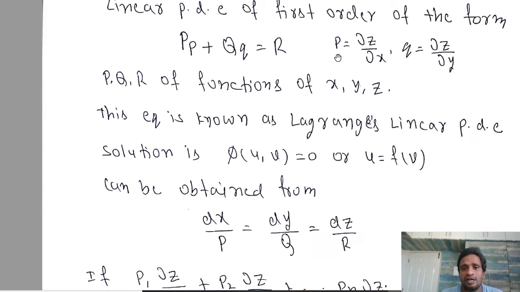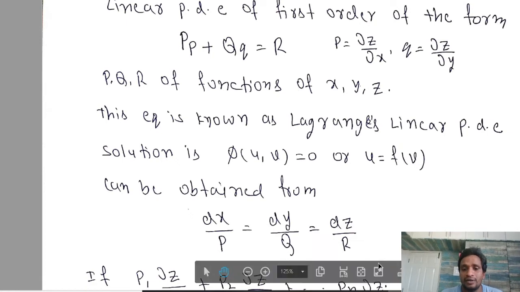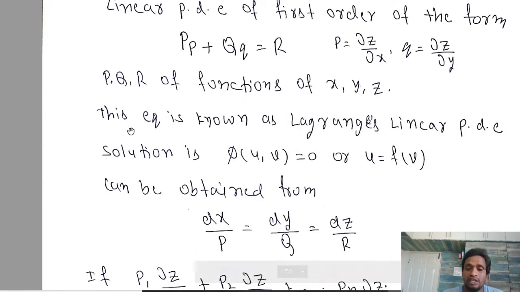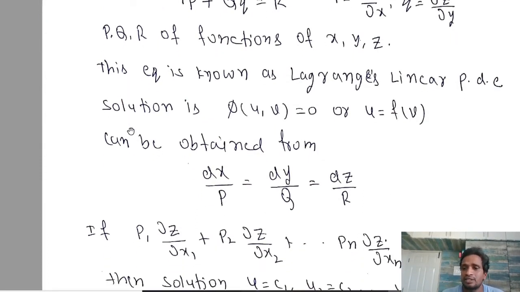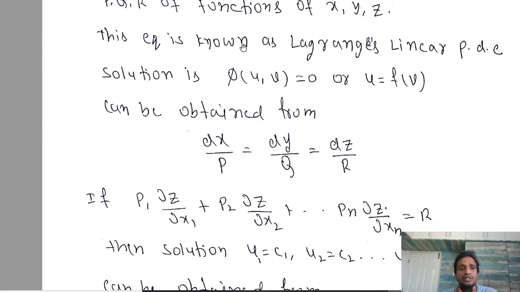And p and q we already learned in the first class itself. p is equal to dou z by dou x and q is equal to dou z by dou y. The equation is known as Lagrange's linear partial differential equation, and the solution to this equation can be written as phi of u comma v is equal to 0, or u is equal to some function of v. Phi means any function which involves both u and v. In another way, u may be written as a function of v.